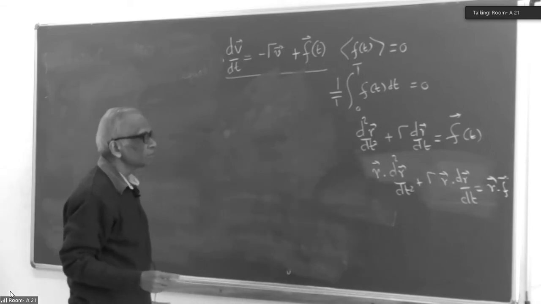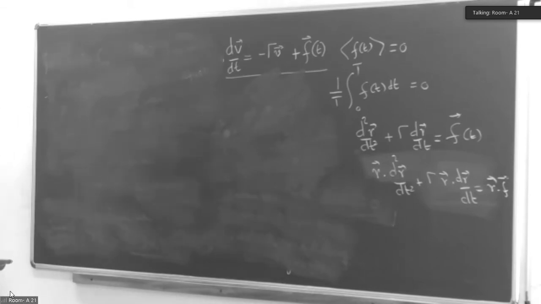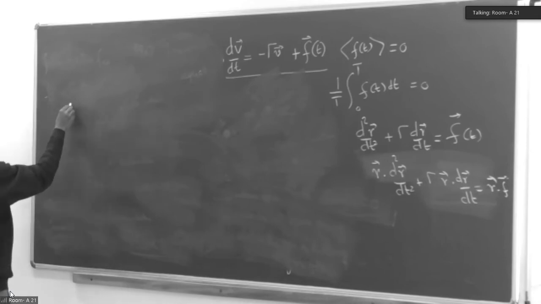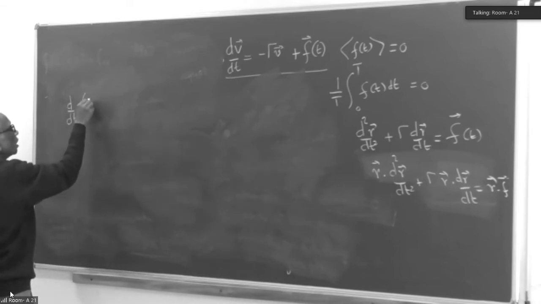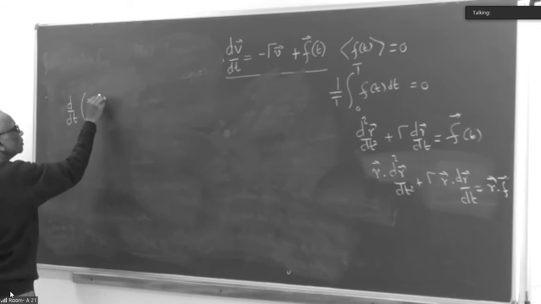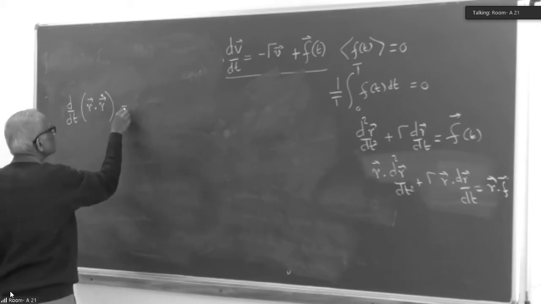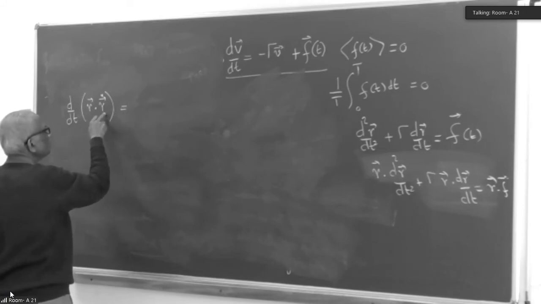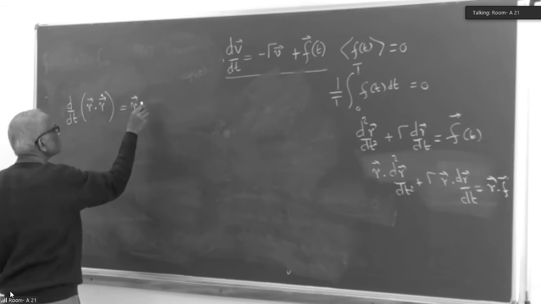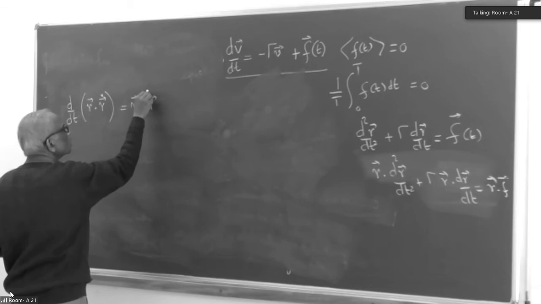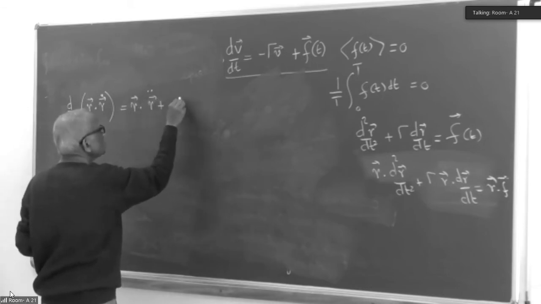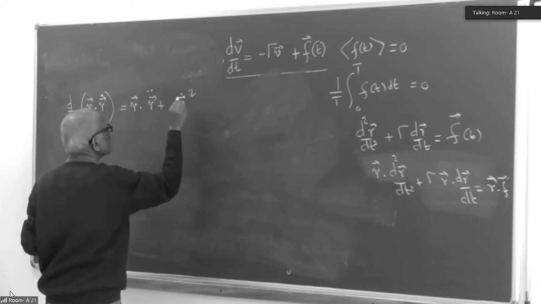So, with this, let's look at d/dt of R dotted with R dot. So this is equal to, so there are going to be two terms over here, which is R dot R double dot plus I'm going to get R dot square.